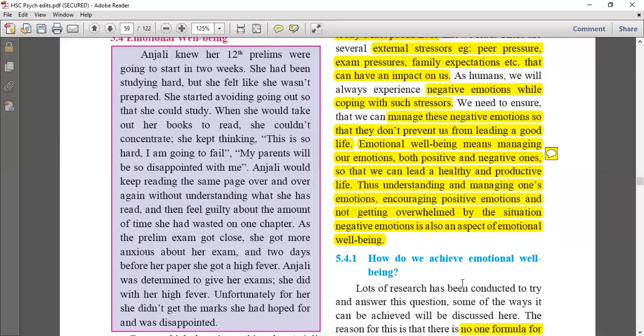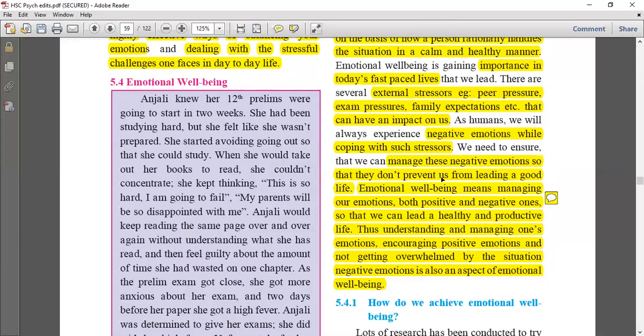So that kind of constant pressure that you feel in these fast-paced lives doesn't let you live a healthy, peaceful life, no matter how much money you have, no matter how chilled out you are. Okay, that's why emotional well-being means to manage our emotions, both positive and negative ones, so that we can lead a healthy and productive life.